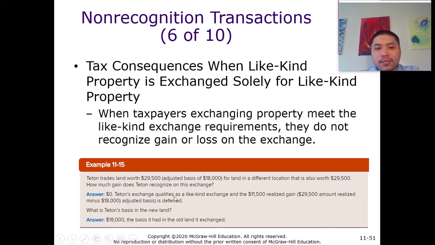So what Teton can do is use the $80,000 of basis in the old property as the adjusted basis for the new property. That's why they say the gain is deferred, because the adjusted basis stays the same. Later on, if Teton wants to sell this new piece of land, they're going to use exactly the same $80,000 basis to calculate the gain or loss. At that moment, the gain or loss is going to be recognized later. That's why we say it's a deferred gain or loss.